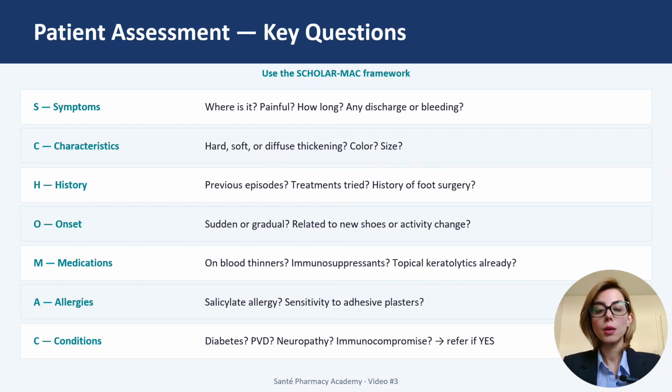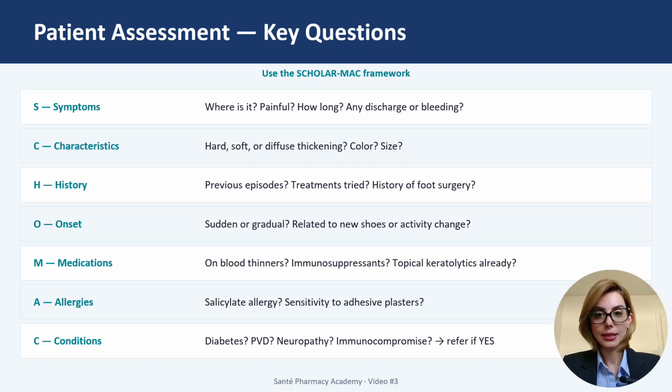When a patient comes to you with a foot complaint, you're going to use your SCHOLAR-MAC framework. Let me walk you through the most important questions for the specific condition. Symptoms and characteristics. Where is it? Is it painful? How long has it been there? Is it hard, soft, or diffuse? Do you see clear borders?